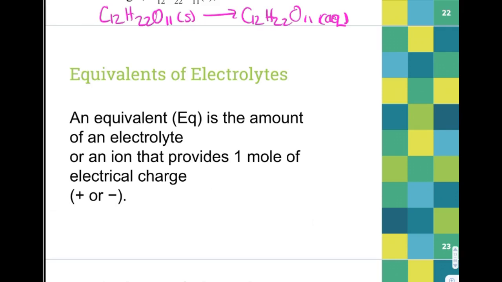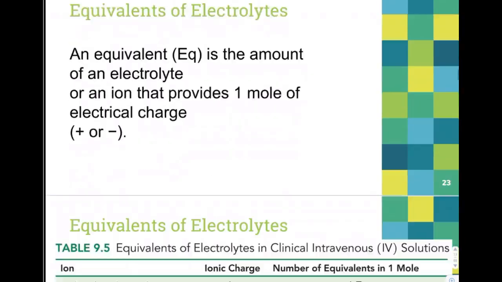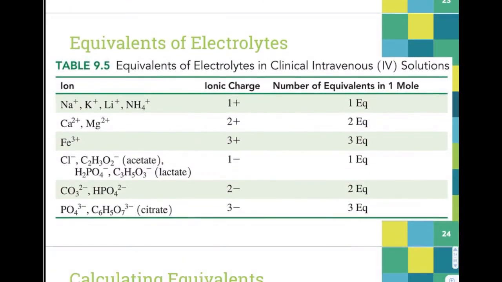So an equivalent is the amount of an electrolyte or an ion that provides 1 mole of electrical charge. So I can tell the equivalent by looking at the charge of the ion. And so if you look at this chart, you'll see that you've got your ions, you've got your charge, and you're looking at the equivalents per mole. And so how can I write the equivalent? I can say, well, this is in 1 mole. So 1 equivalent per mole, 2 equivalents per mole.